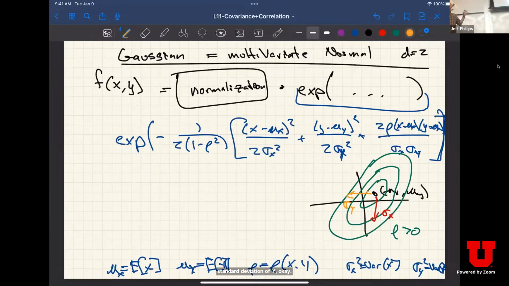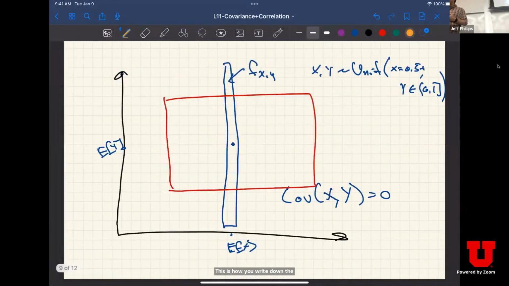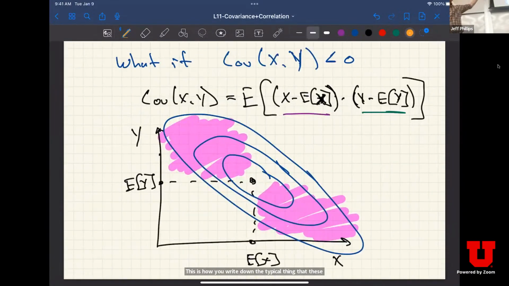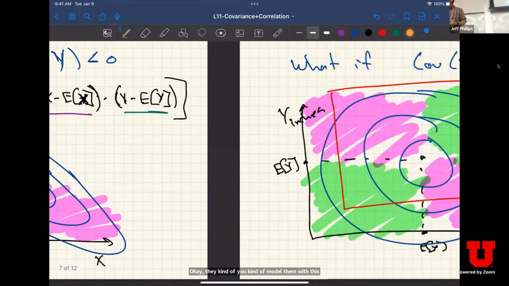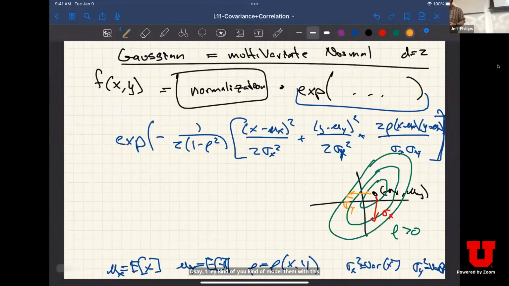Okay, so this is kind of a powerful modeling thing. This is how you write down the typical thing that these bumps I was drawing before look like. That's how you model them as a distribution. You model them with this exponential function. So the key part to see here is that it's got this exponential thing, so as the numbers get bigger, it grows really rapidly. But actually, I put a negative in front here.